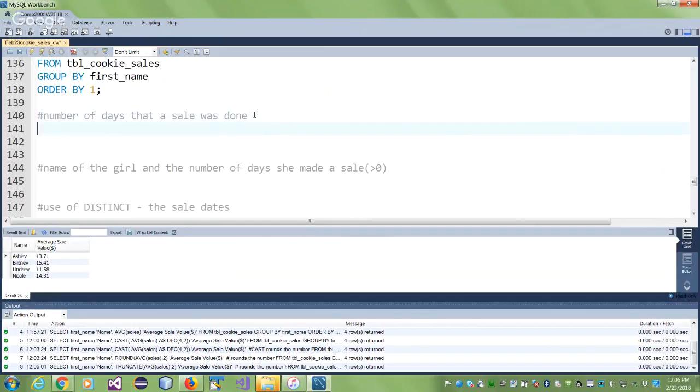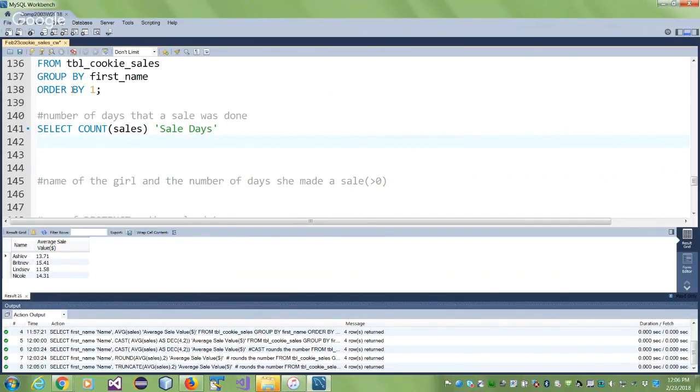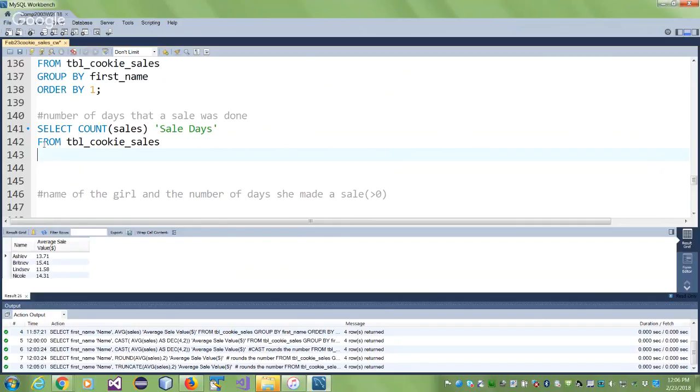Okay, now let's write it again. Number of days that a sale was done. So let's select. We have to use the count function. We have to count it on the sales field. We will give it a name. What do we call it? Sale days? I don't know. Of course, from the table. And you'll have to add a condition, and the condition is not tough at all. Sales were paid means sales value is greater than 0. There you are.